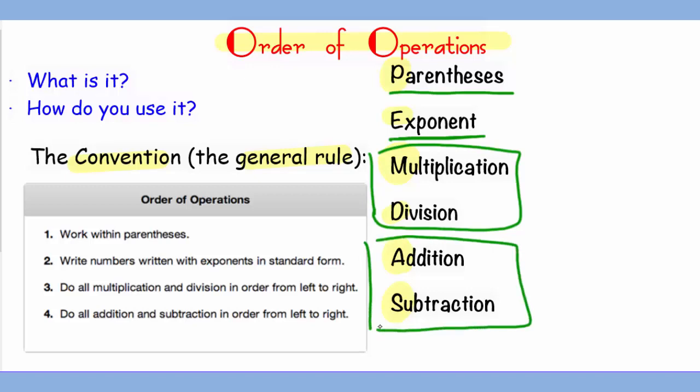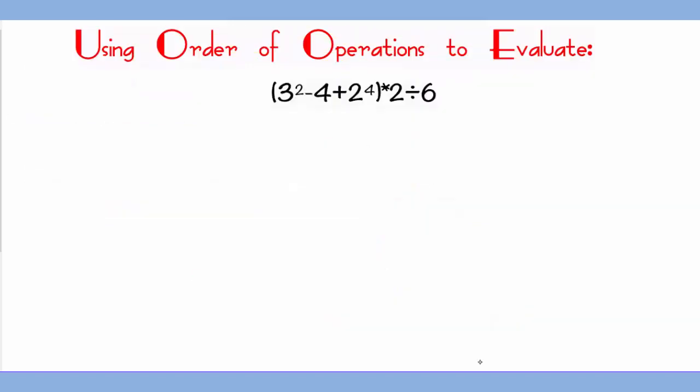First come, first operate. In the example given, we will be solving 3 squared minus 4 plus 2 to the 4th power times 2 divided by 6. And the first thing you should always do before you begin is write PEMDAS down on the side so it can remind you which one should come first.